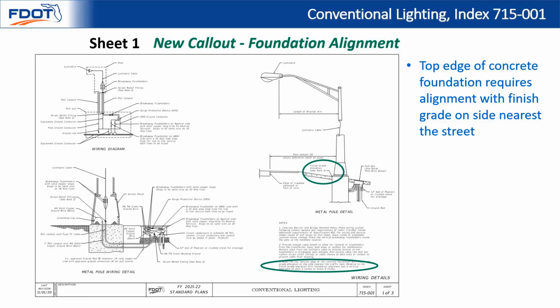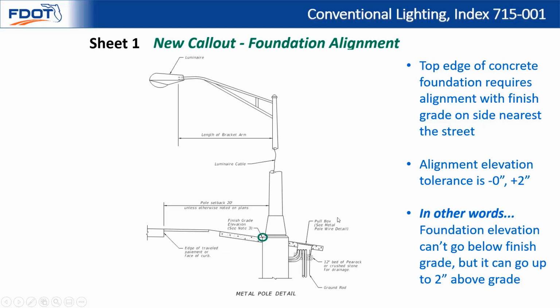And so in this location, we're showing the finished grade elevation in relation to the top edge of the foundation. And so the top edge of the concrete foundation requires alignment with the finished grade on the side nearest to the street. And so that's shown right here. That description is provided in Note 3 at the bottom. You can see the reference to Note 3. And zooming in on the detail, you can see the point we're talking about down here circled in green. And so the elevation tolerance in Note 3 is called out as -0 inches and +2 inches.